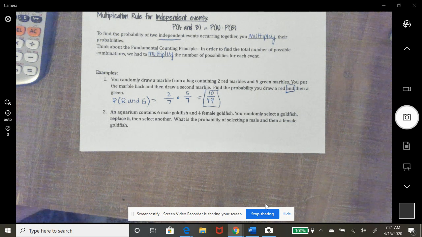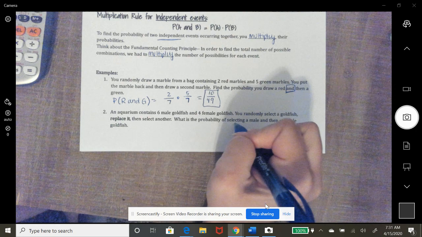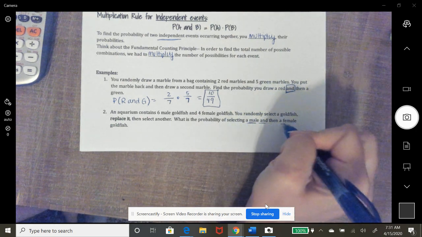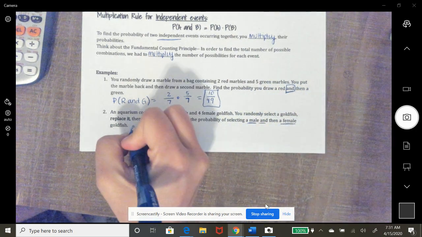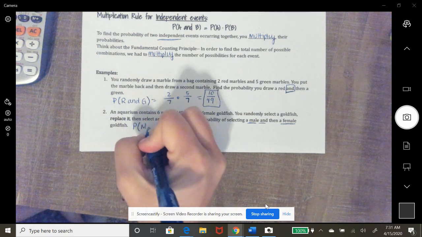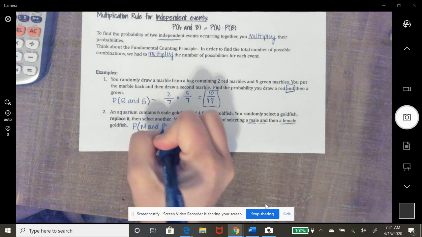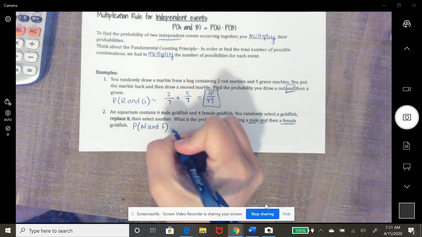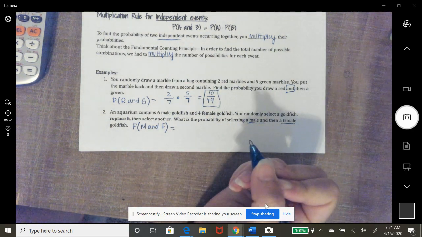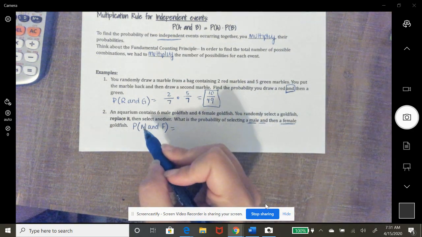Okay, so number 2: an aquarium contains 6 male goldfish and 4 female goldfish. You randomly select a goldfish, replace it, and then select another. What's the probability of selecting a male and then a female goldfish? So we want the probability of getting a male on the first draw and a female on the second draw. Again, we just find them individually and then multiply them together.